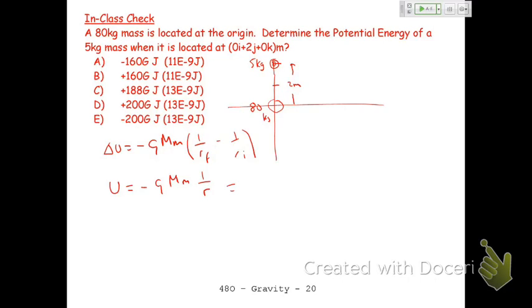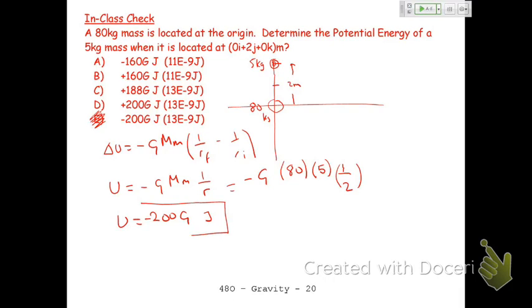So that equals minus G, big M is 80, little m is 5, 1 over 2. U is equal to 5/8 of 40, that's 400 over 2 is 200 G joules. So minus 200 G joules. I'm testing there to see you're comfortable with the signs. Minus 200 G joules. How can you have a negative energy? It's just a number scale.